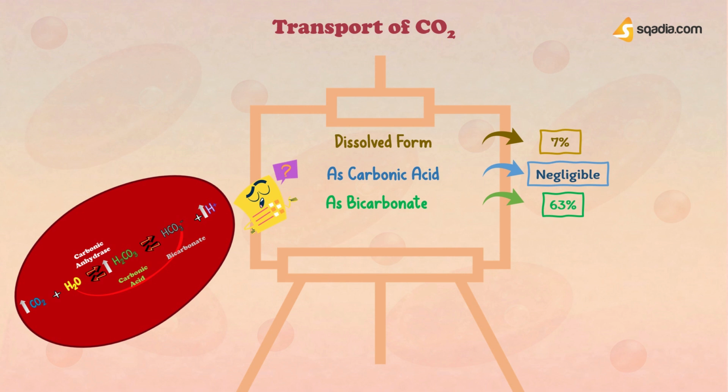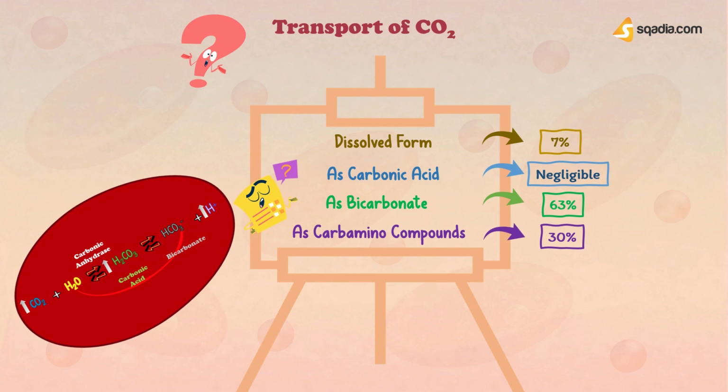Now, lastly, about 30% of carbon dioxide is transported as carbamino compounds, which is carbon dioxide bound to the hemoglobin, forming carbaminohemoglobin. Now, a question pops up here in my mind. How can hemoglobin transport both oxygen and carbon dioxide at a time?